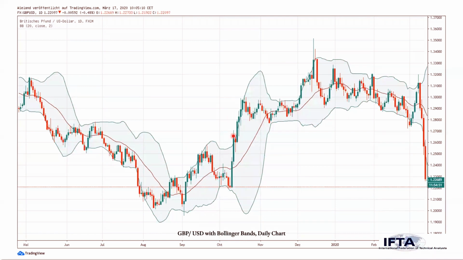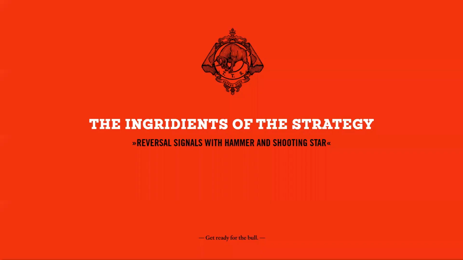at what point is the probability that the market will move in a certain direction the highest? And we can answer this question with the Bollinger Bands. That's why I really love the Bollinger Bands. But of course, this is not the only ingredient of the strategy. We need some more. The second ingredient of the strategy is the reversal signals with hammer and shooting star.